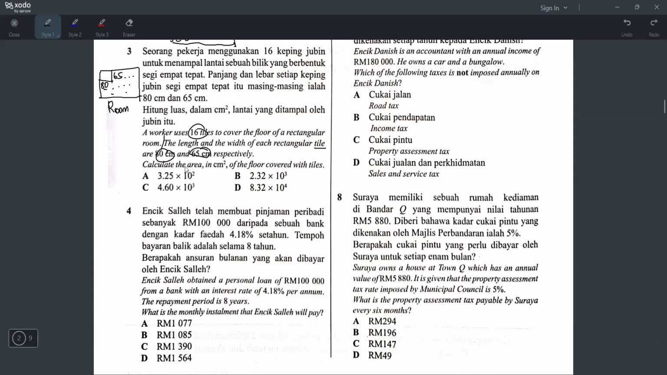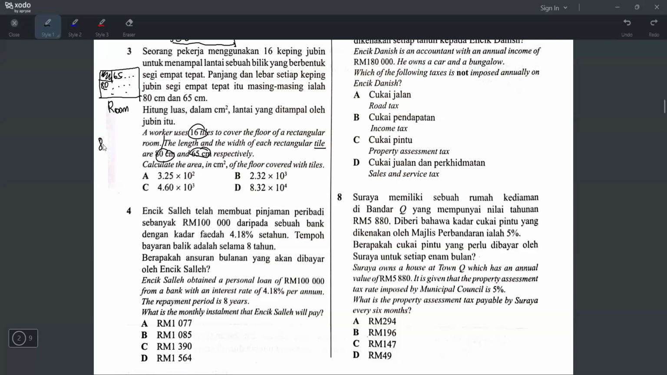And then they say calculate the area of the floor covered with tiles. So you have to find the area of the floor. Floor means the area of the room. Because they say they cover the floor of the rectangular room, right? So you are finding the area of the whole room. I think it's very simple. You find the area of one tile and then times 16, because they say you need 16 tiles to cover the whole room.